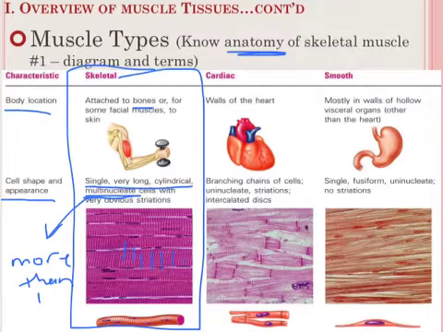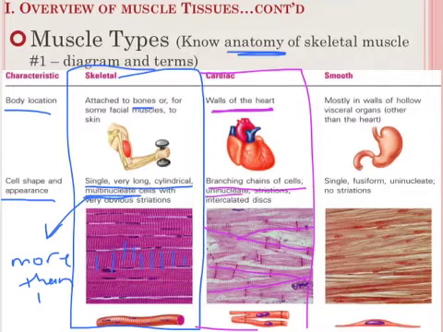Your next type of muscle that we're going to talk about is cardiac muscle. You know that cardiac muscle is found in the walls of the heart. They are branching chains of cells. As you can see here, they kind of branch out. They're not just a single line like the skeletal muscle. They are uninucleate, which means they only have one nucleus. They do still have striations, and then they have what we call intercalated discs, which run along the muscle.